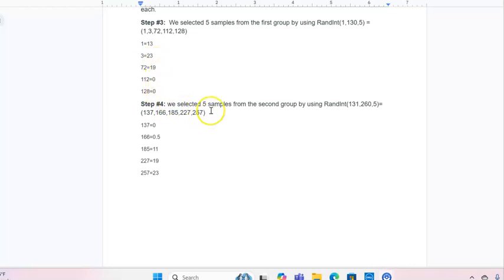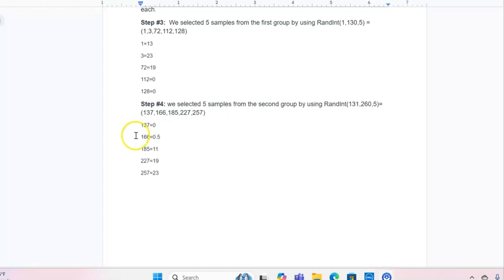And then for step 4, we did the same thing but with the second group. The code we used was the random integer code with 131 to 260 with 5 for the amount of integers that we wanted selected. We got 137, 166, 185, 227, and then 257.